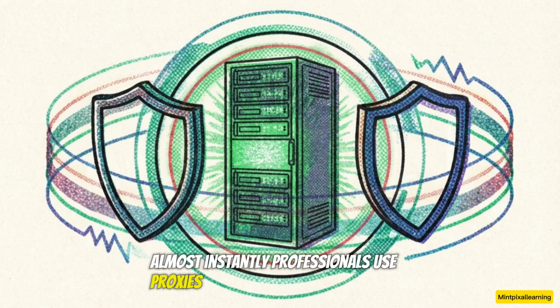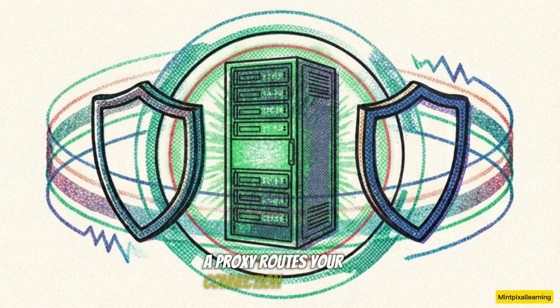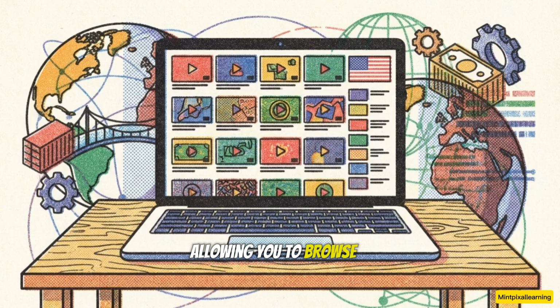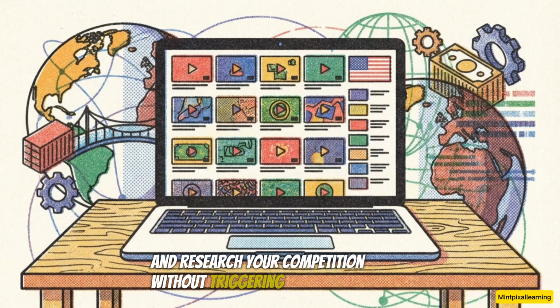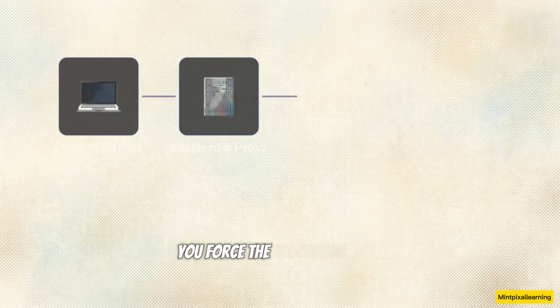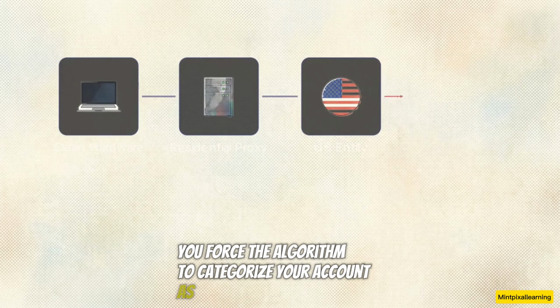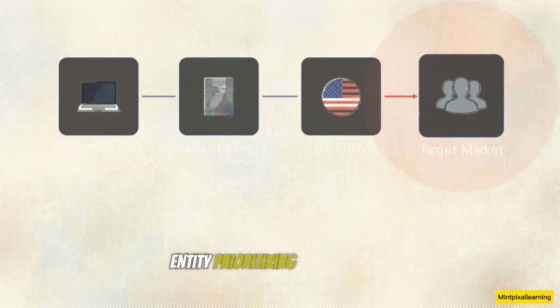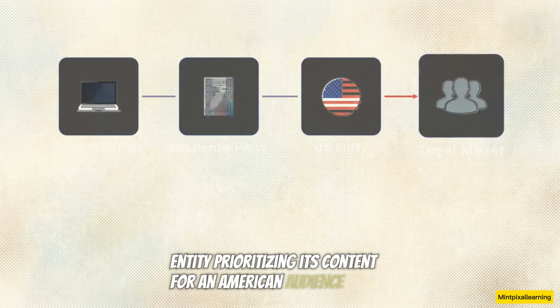Platform security systems detect and flag commercial VPN IP addresses almost instantly. Professionals use proxies instead. A proxy routes your connection securely, allowing you to browse the US trending feed natively and research your competition without triggering internal blocks. By strictly managing your device history and proxy data, you force the algorithm to categorize your account as a US-based entity, prioritizing its content for an American audience.